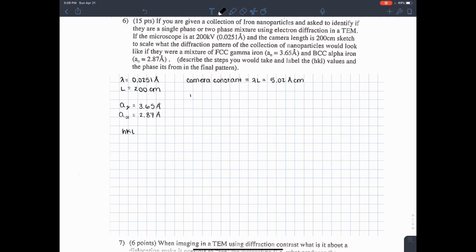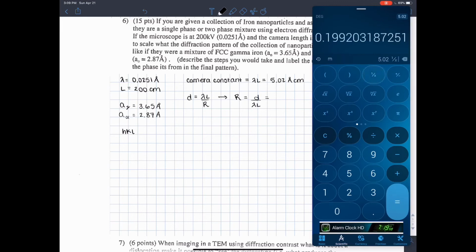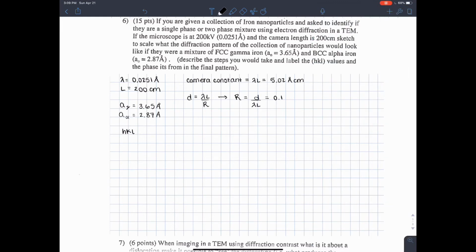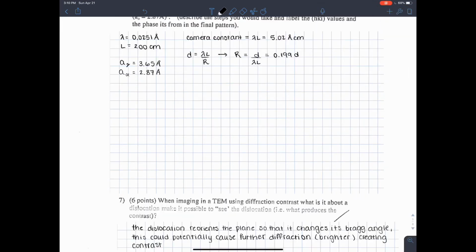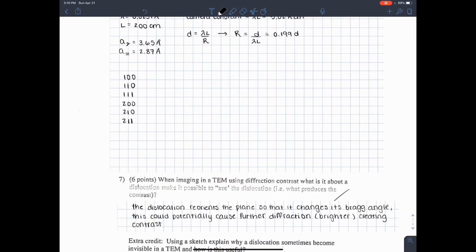This is important when we're trying to figure out the relationship between the d-spacing and the radius of our diffraction rings. So we can go ahead and solve for the radius of the diffraction rings that we're eventually going to draw using the d and the camera constant. It's going to be about 0.199 times the d-spacing. Alright, so we're going to go ahead and write all of the planes that we usually test for diffraction down and figure out which ones would diffract in BCC and FCC.